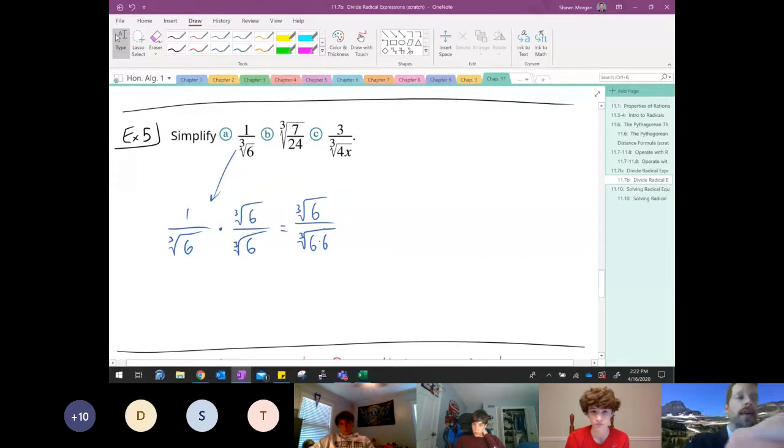So can you amend what we multiplied by? Our clever form of 1 was, what should we have multiplied by? Not the cube root of 6, but the cube root of what?